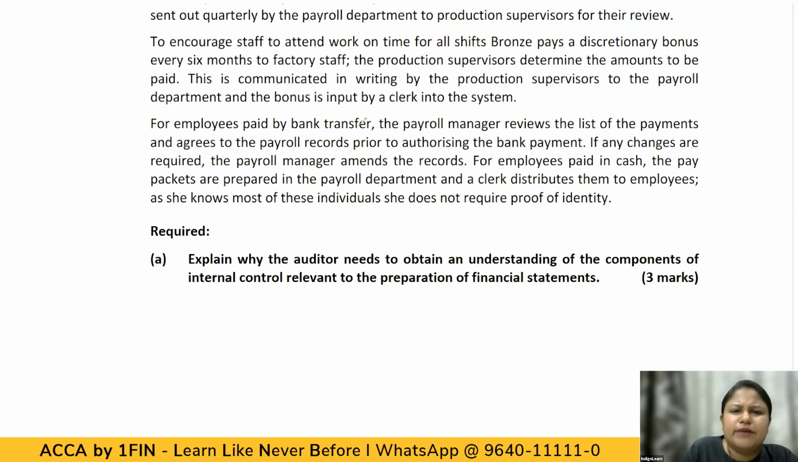For employees paid by bank transfer, the payroll manager reviews the list of payments and agrees it to the payroll record prior to authorizing the bank payment. So one person only is doing everything.